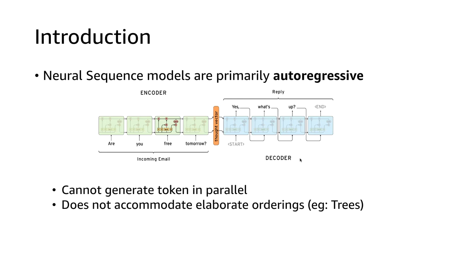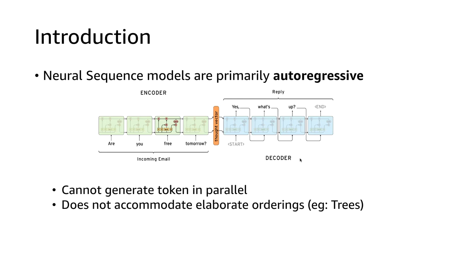So there are a few things that might be considered disadvantages with such a model. The first would be its inability to generate tokens in parallel, right? Because it's essentially a language model, it still needs to produce the word at time step t before it can move on to time step t+1. The second is it does not accommodate elaborate orderings. What does that even mean? Like a tree ordering, for instance.